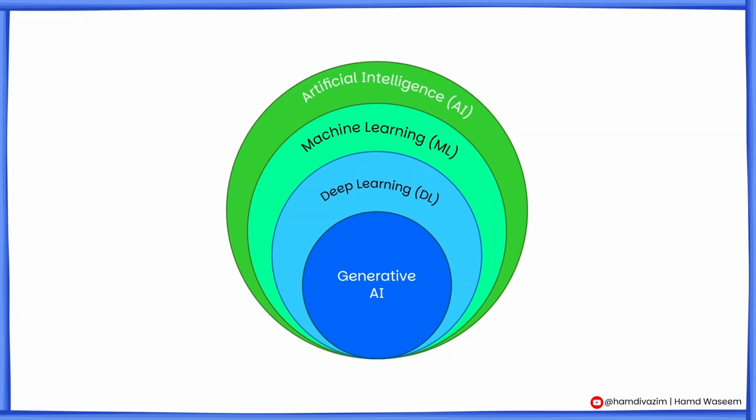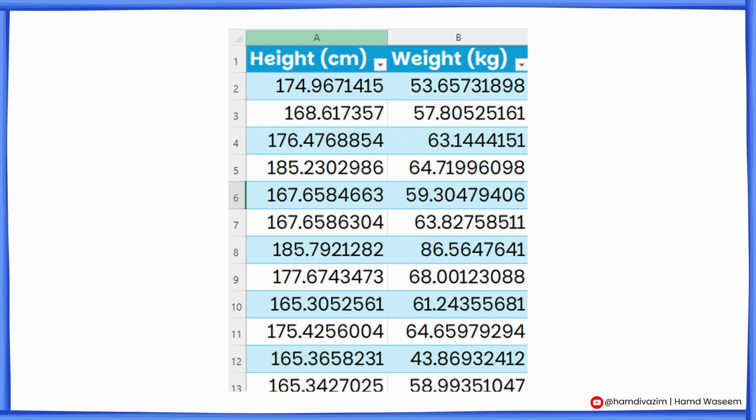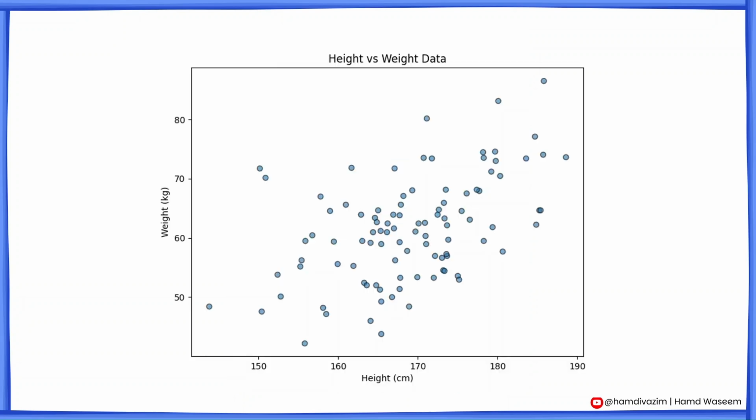Now that we've covered the hierarchy, let's return to our main focus, machine learning, which finds patterns in data to be able to make inferences or predictions. As an example, let's say we took a survey and collected the height and weights of 100 people. Plotted on a graph, it would look like this. A little messy. So to make predictions, we need to find a line that fits the general pattern, a sort of best guess that shows how height and weight are related.